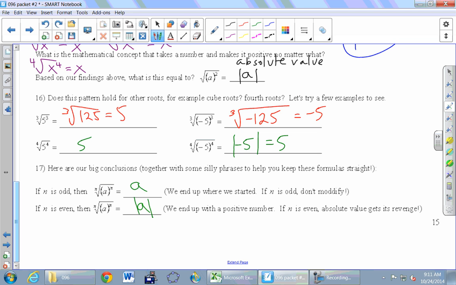So here was my little mnemonic. It says if n is odd, then don't mod, it's a misspelling of modify, but don't modify. Or just leave it just like it is. If it's odd, don't modify. But if n is even, then the absolute value comes in. So here it says if n is even, then absolute value gets its revenge. I saw the word even inside of revenge. I told you it was lame. I'm sorry. Okay, so if it's odd, you don't modify it. Just leave it as it is. But if it's even, then absolute value gets its revenge. Nate?